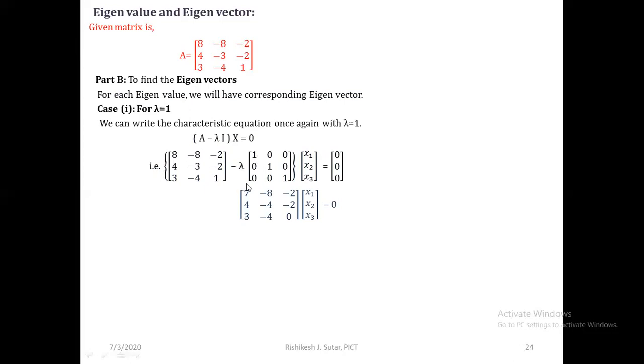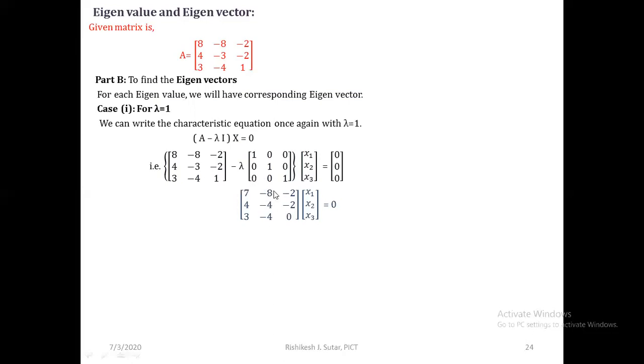So it is 8 minus 1 because the value of lambda is 1. So it is 8 minus 1, that is 7, minus 3 minus 1, it is minus 4, and 1 minus 1, it is 0. So only diagonal elements will change. Rest all elements will remain the same, that is minus 8, minus 2, minus 2, and so on. So only diagonal elements will get changed and it will get decreased by the value 1.